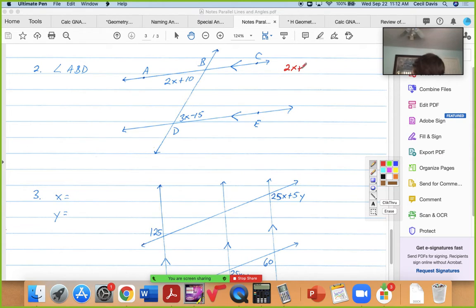2x plus 10 is equal to 3x minus 15. Subtract the 2x from both sides. I get 10 is equal to x minus 15. Add 15 to both sides. And I got x is 25.